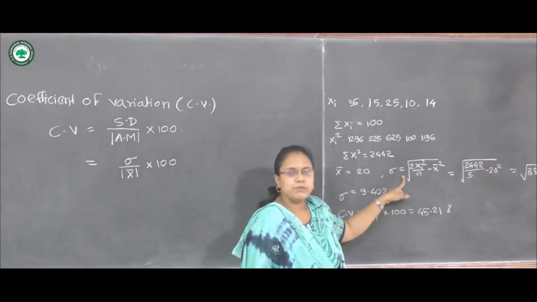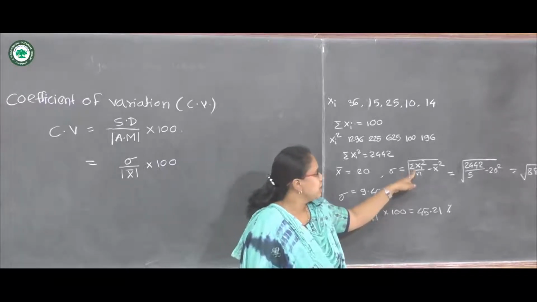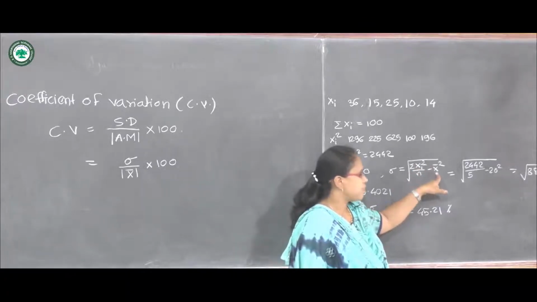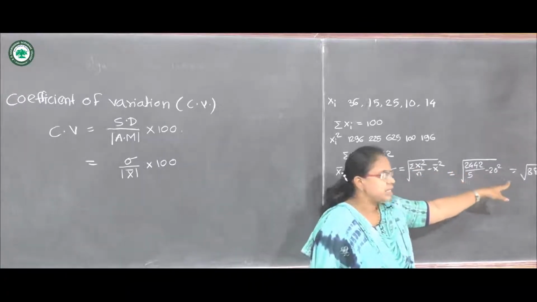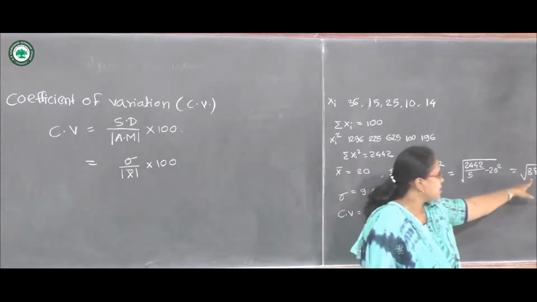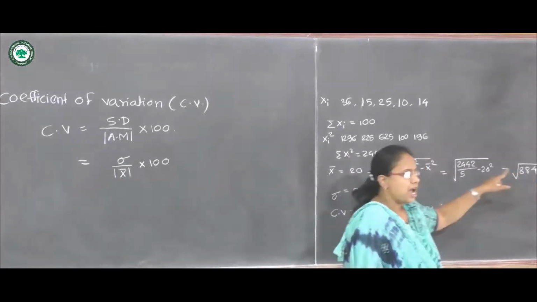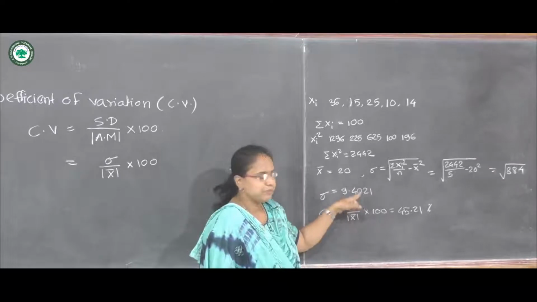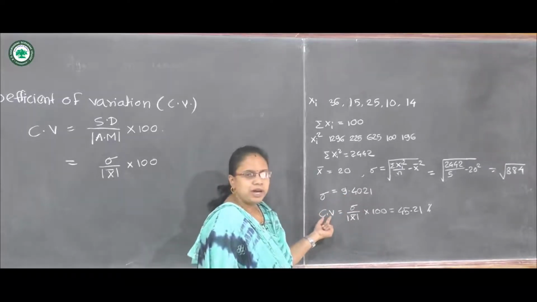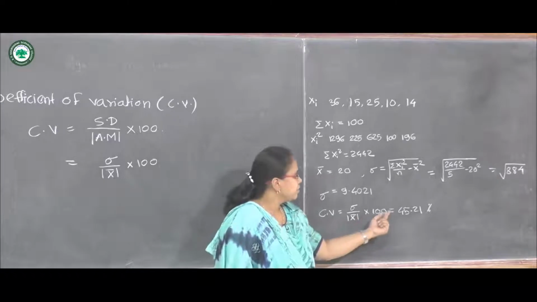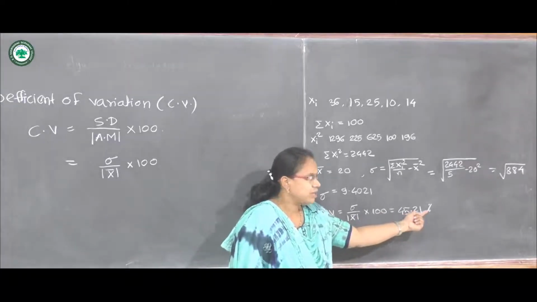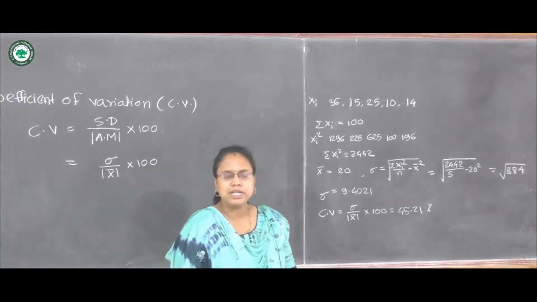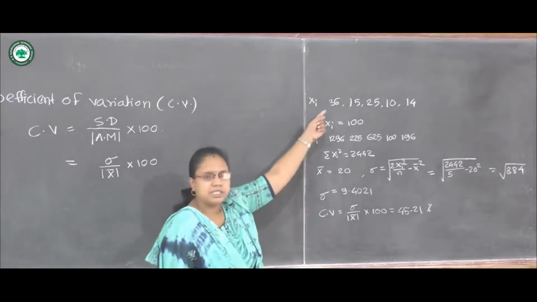Further, this is the formula to calculate standard deviation: root of summation of xi square upon n minus x bar square. By substituting these values here, we get our variance as 88.4, which gives the standard deviation sigma as 9.40. Then by using the formula, CV can be calculated, which is 45.21, written as a percentage. So 45.21% of variation is there in this data.